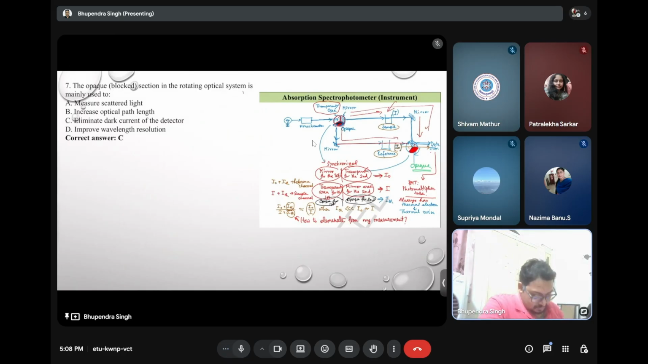Okay, so option C is correct, but as I have discussed a little bit about the thermal noise of the detector, do you know anything about the detector thermal noise? Anything?